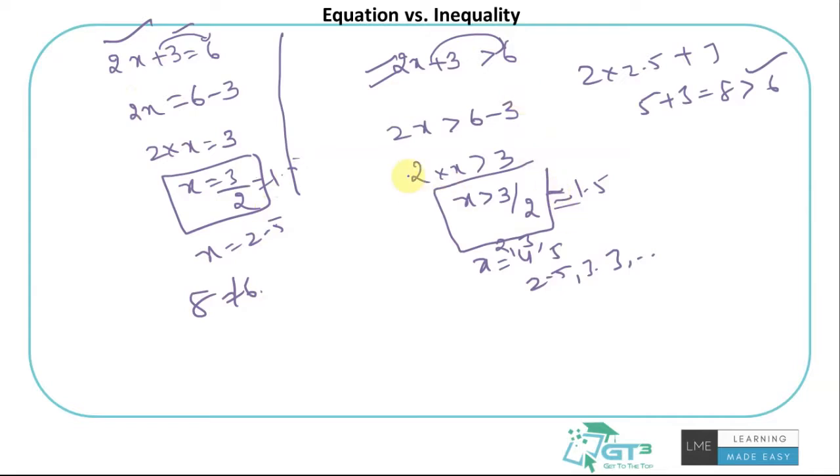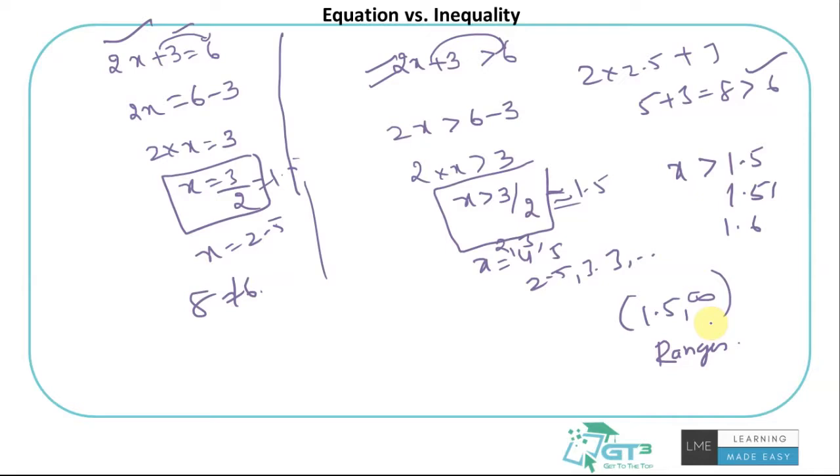But in an inequality, the answer would be like x is greater than 1.5. Everything greater than 1.5, like 1.51, 1.6, would also satisfy this inequality. So the answer should be written as x is in the range 1.5 to infinity. Anything in this range will satisfy this inequality. We'll talk about these ranges in depth a bit later, like the different types that we write, and basic things so that you can understand and mark the correct options.